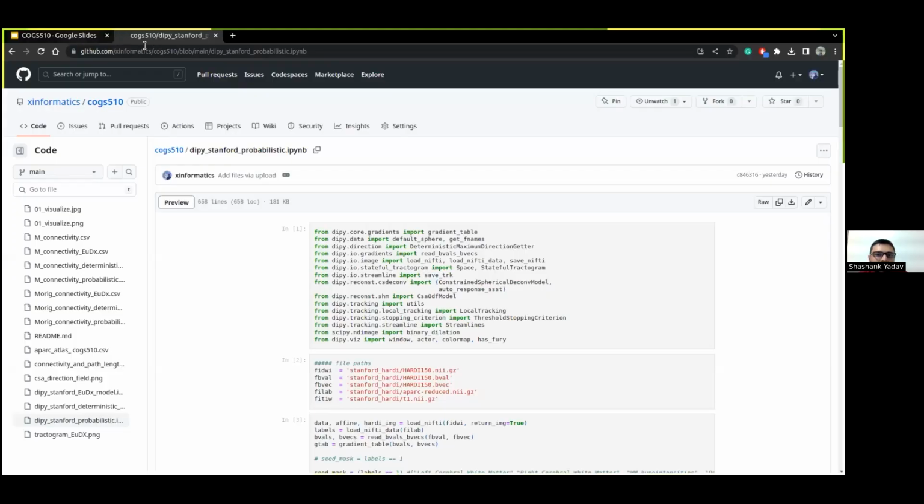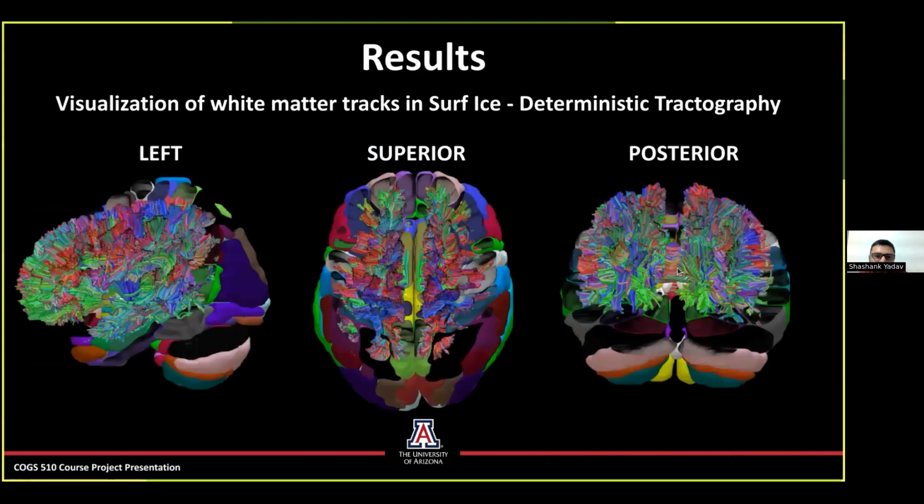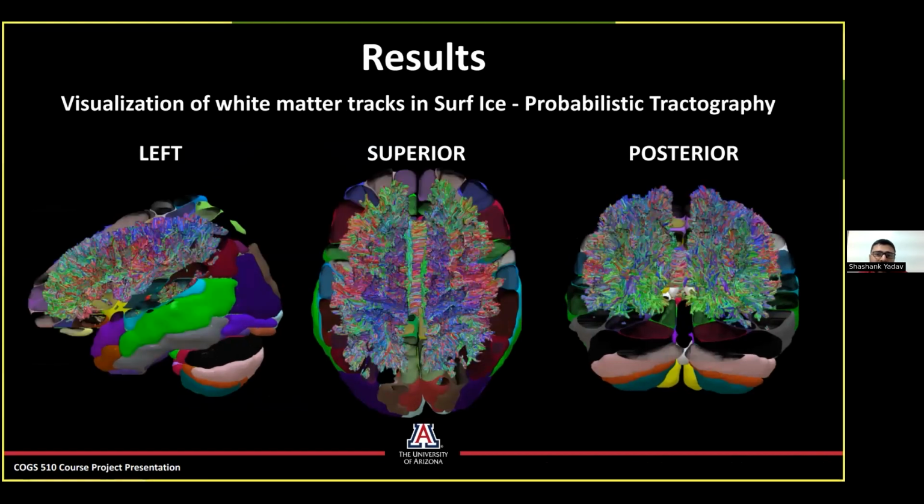to the Jupyter notebook. Where's the Jupyter notebook? Yeah, so we were having this. Yeah, so I was showing you these slides. Like I said, I uploaded the Jupyter notebook on my GitHub. I'll provide a link below, and then let's go here. Yeah, so this is the track visualization view, and then I showed you a demo of how to do this in Surf Ice. And this is for the probabilistic.